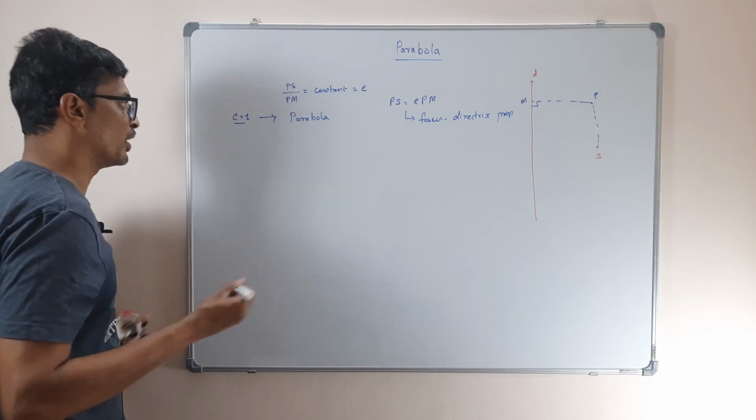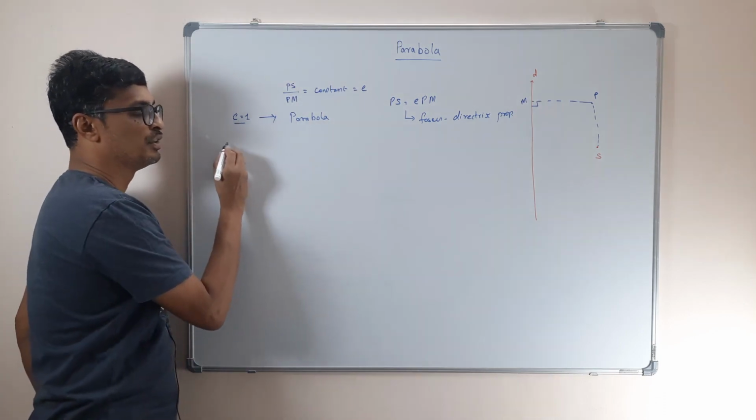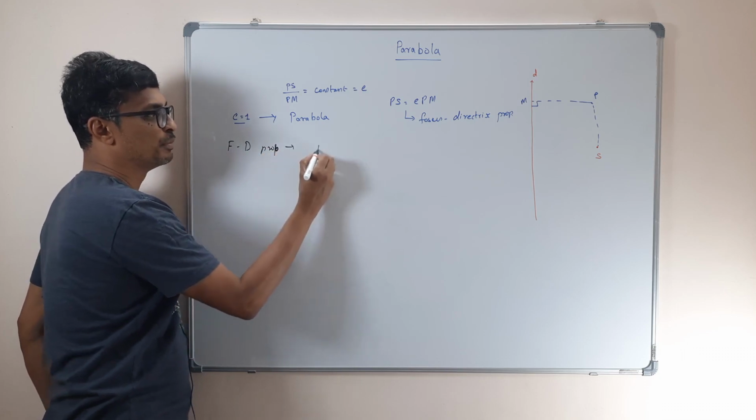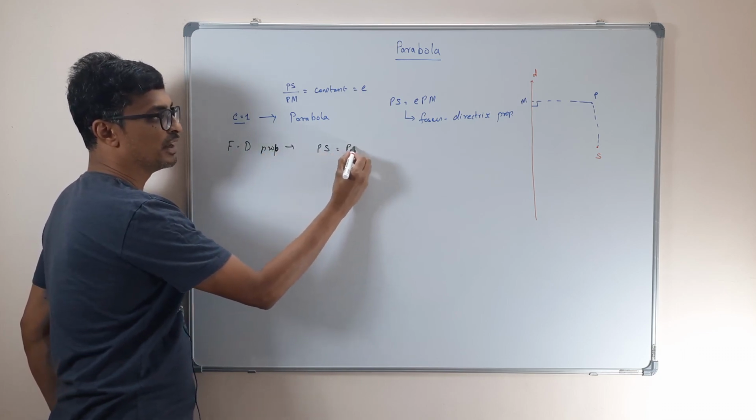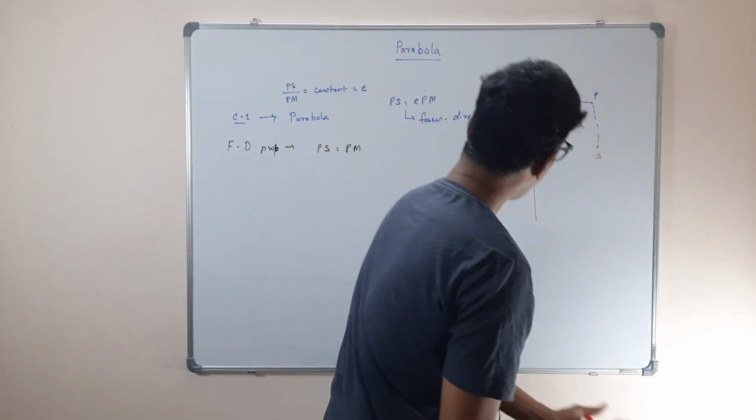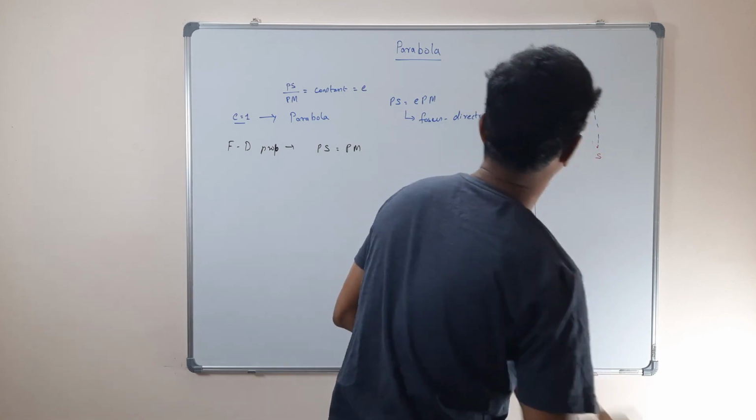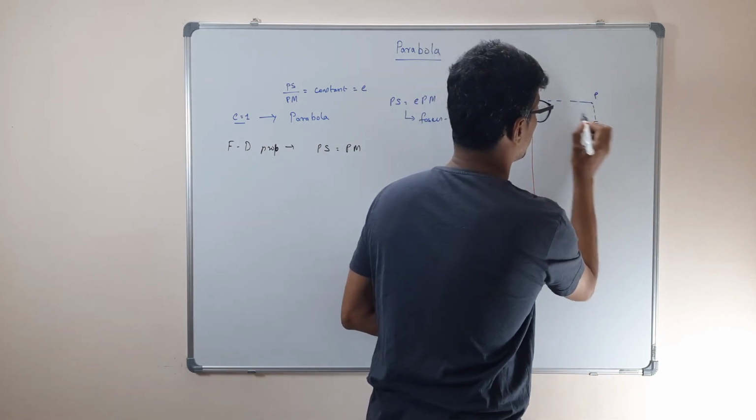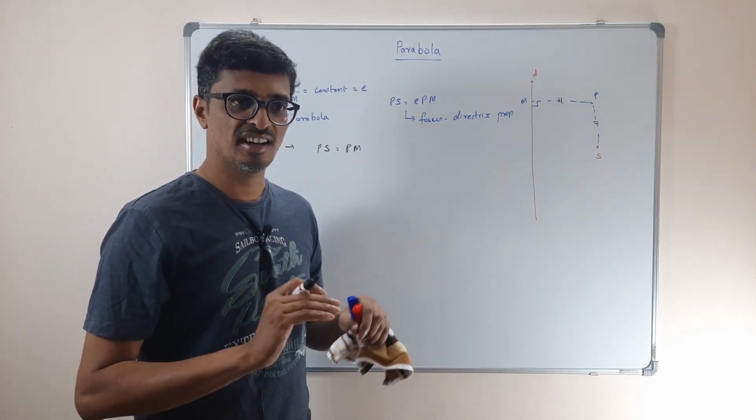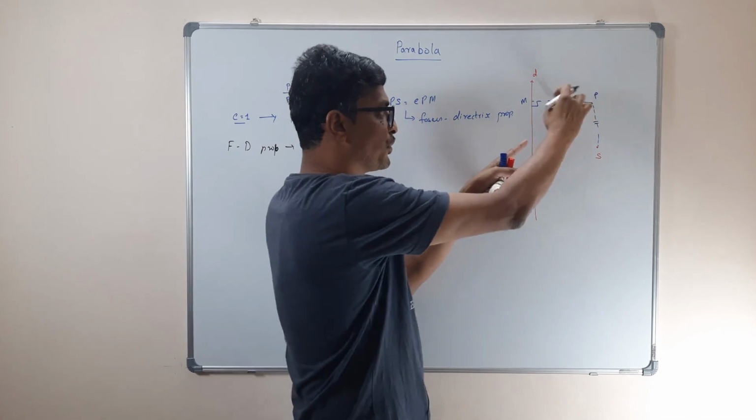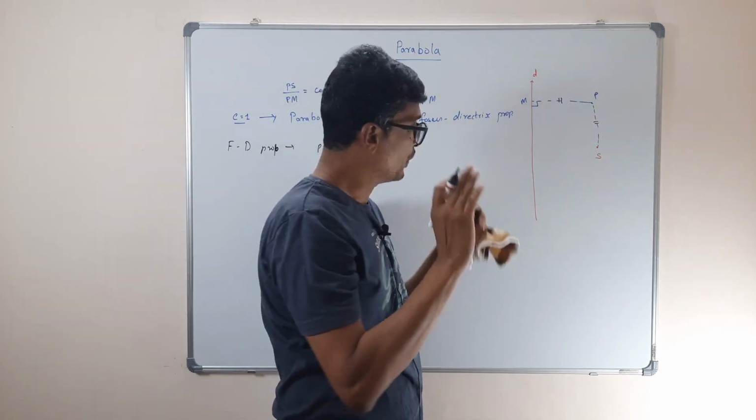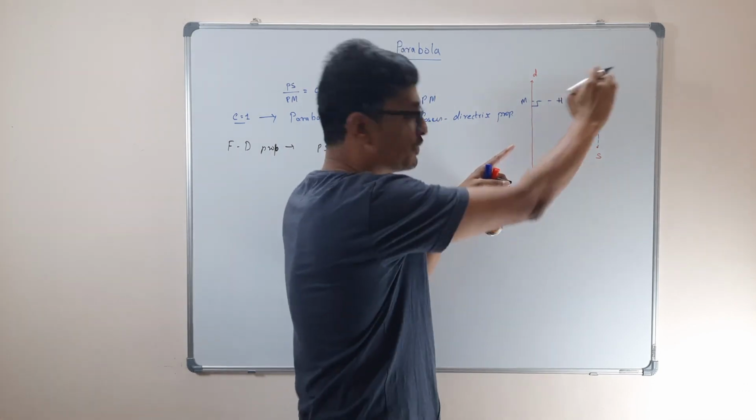For a parabola, when E is equal to 1, your focus-directrix property is going to be PS equal to PM. What it says is that the set of all points for which PS is equal to PM satisfy this condition, and that curve is going to be your parabola. So how are we going to construct the equation of that parabola?